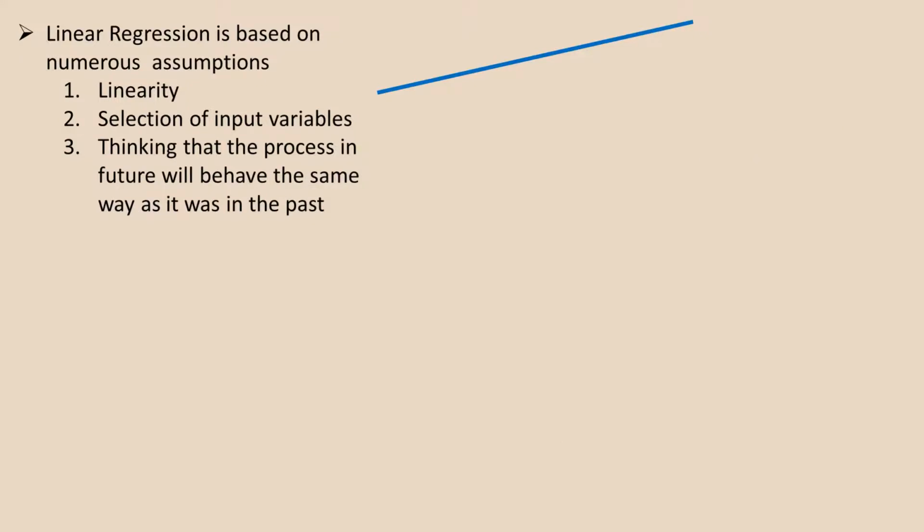Linear regression is based on numerous assumptions. The first assumption and the most fundamental one is already known to you. This is the assumption of linearity. This is the assumption that the kind of dependency your output variable has from input variables is linear. But this is not the only assumption.